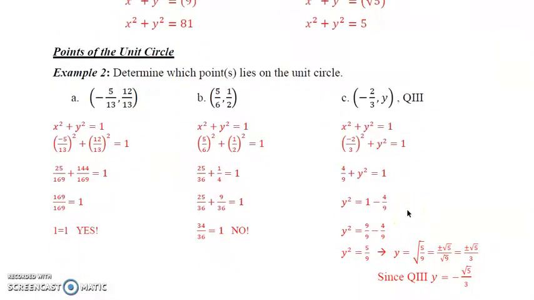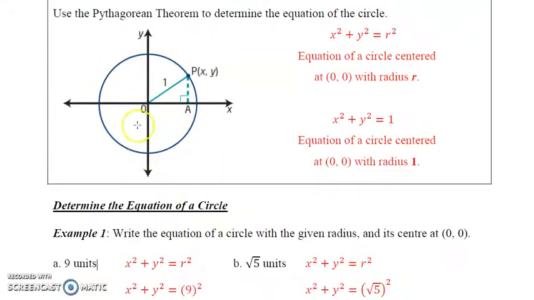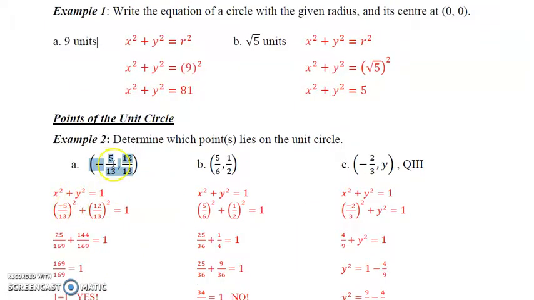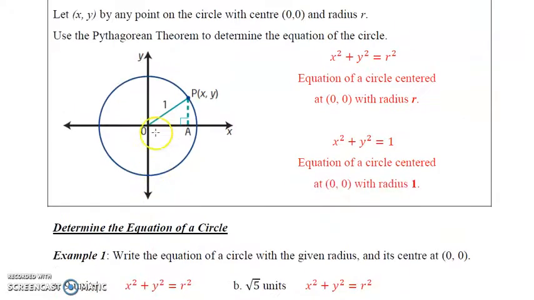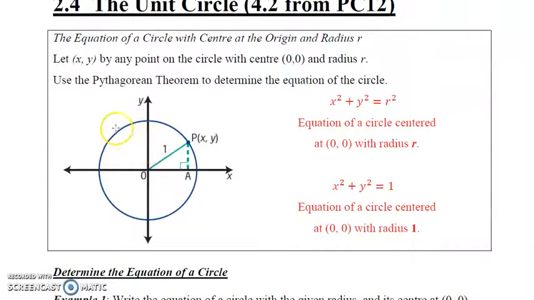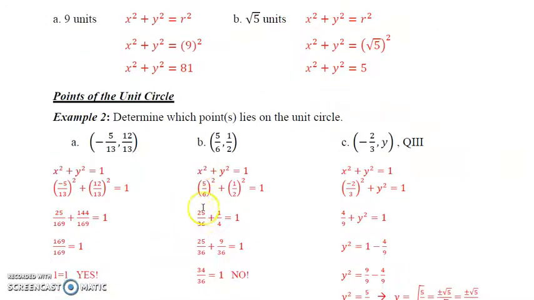Points on the unit circle. If we want to determine which point lies on the unit circle, we plug it into the unit circle equation, and we're basically verifying. We want to make sure this side is equal to 1, and it is. That means this point is on the unit circle. If it was negative 5/13, 12/13, it's right along here, directly on the circle. If it wasn't, it would be above or below, or inside or outside, I guess.